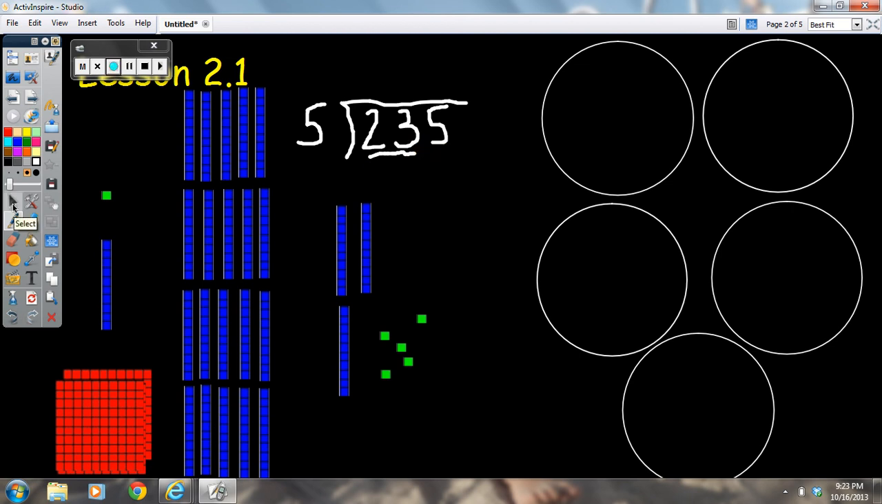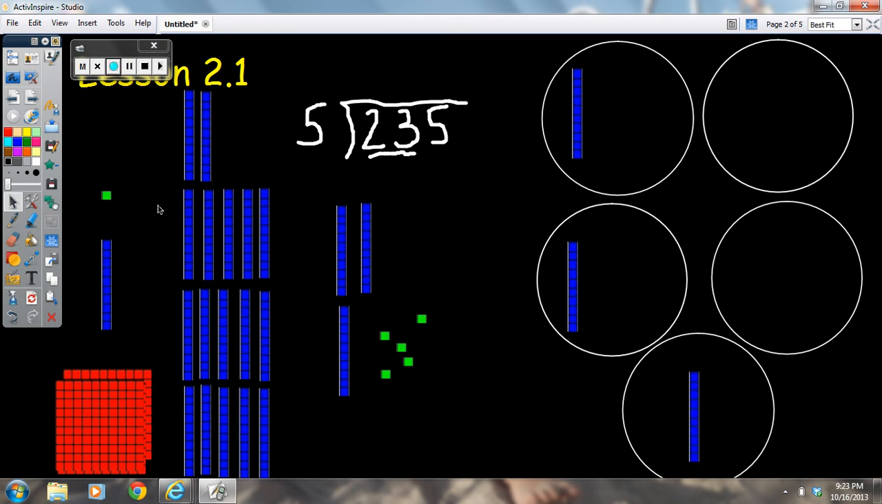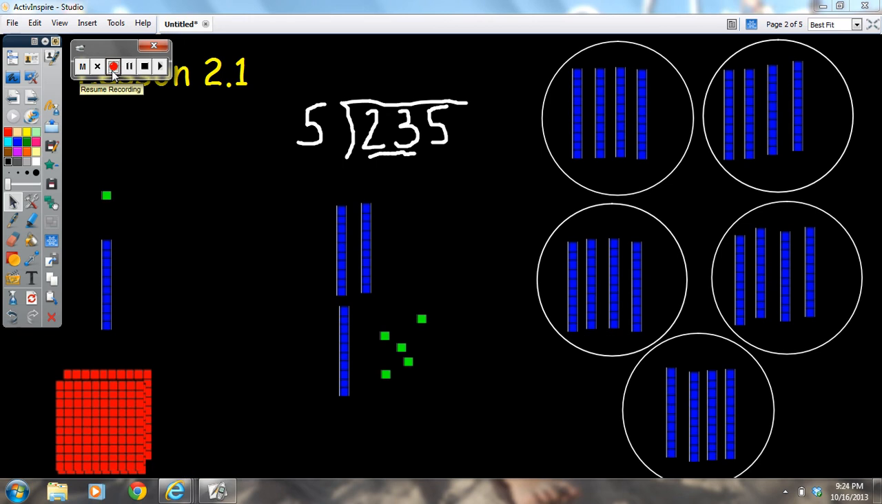And I need to take these 23 tens and divide them equally into 5 groups. If I divide 23 tens equally into these 5 groups, I would have 4 in each of these groups. So from the 23 tens that I had, I was able to put 4 in each group. But I'm left with 3 tens that are left over. I can't place these 3 tens into the 5 equal groups.